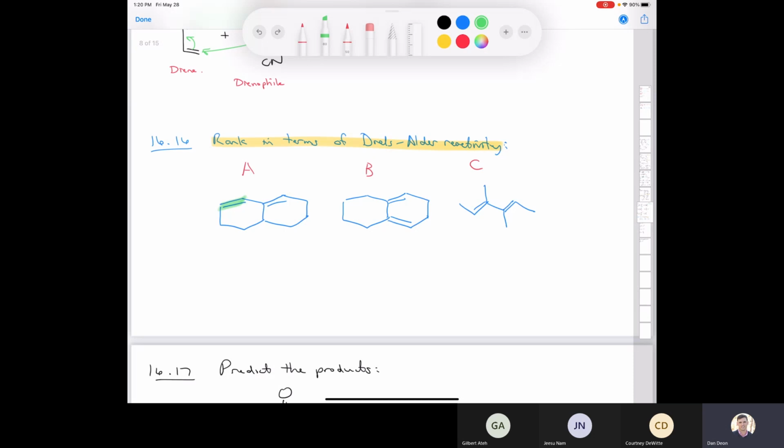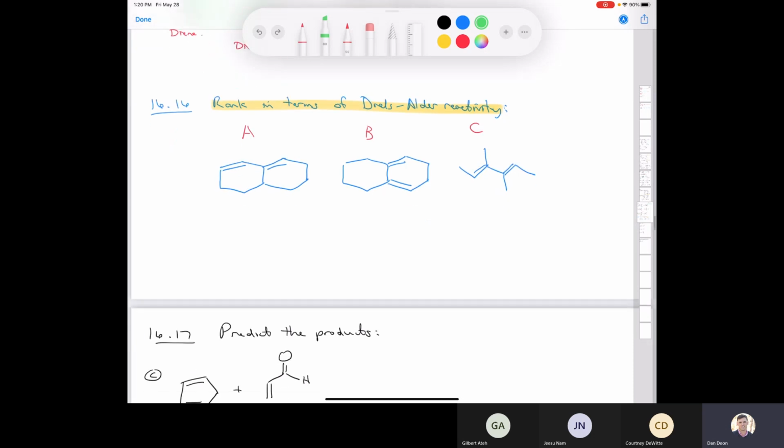Now, if you remember that when we have a Diels-Alder reaction, our diene has to be in the S-cis conformation in order to react with the dienophile. So the problem with A is that the diene is locked in the S-trans conformation. So if I delete this, and draw S-cis, which looks like this, S-trans looks like this.